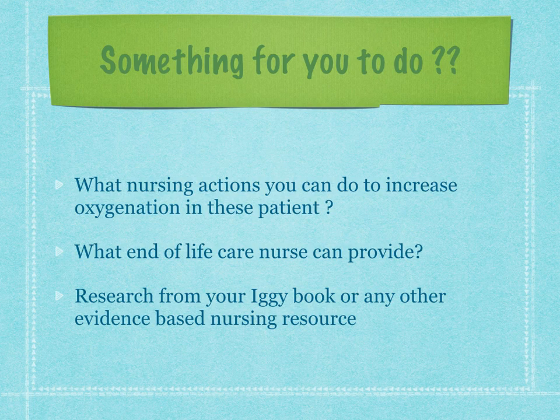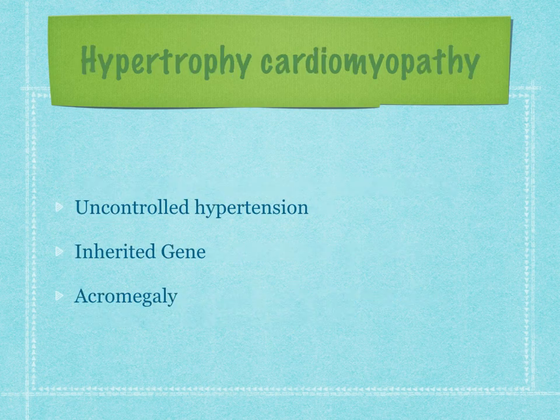Something which I want you to research on is, suppose if you are taking care of this patient, what nursing action you can do to increase the oxygenation in this patient, and what end of life care a nurse can provide to this patient. Research from your ebook, or you can find any other book or resource to give me the answer for this. Okay, let's go to another kind of cardiomyopathy, which is hypertrophic cardiomyopathy.